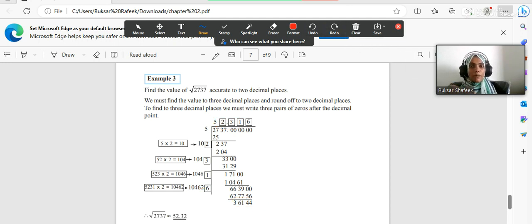Now the question that comes in next is we have the answer 52.316. So what's the final answer? How do we figure that out? So we need the answer. We need it in 2 decimal places and not 3.